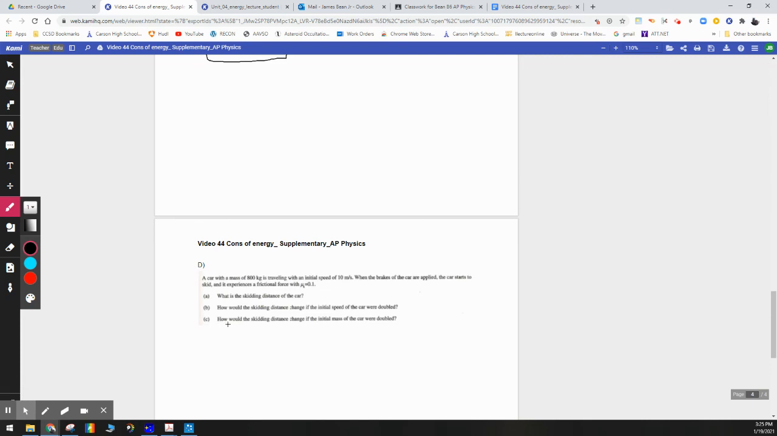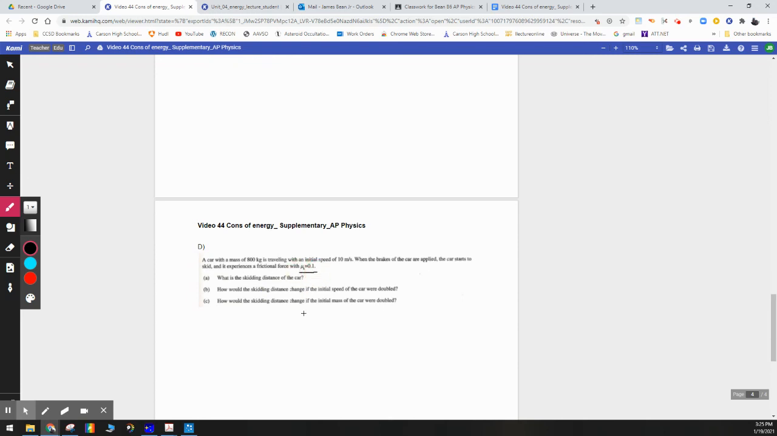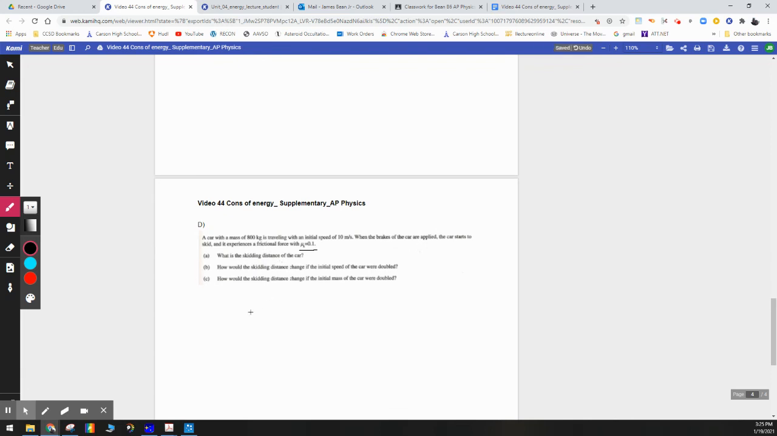A car with mass 800 kilograms is traveling with an initial speed of 10 meters per second when the brakes of the car are applied. The car starts to skid and it experiences a frictional force with mu k of 0.1. What is the skidding distance of the car?